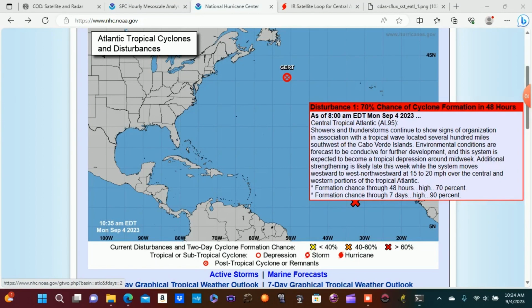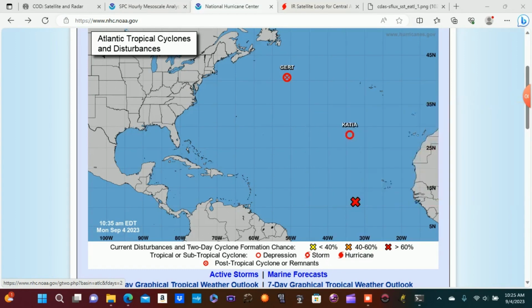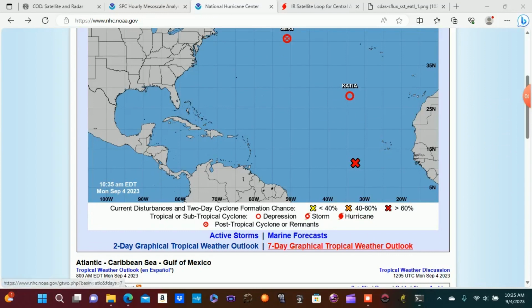This is Invest 95L. Showers and thunderstorms continue to develop and show signs of organization in association with a tropical wave that is southwest of the Cape Verde Islands, just off the west coast of Africa. Environmental conditions are going to be conducive for further development, and a tropical depression is likely to develop around midweek. Additional strengthening is likely as it tracks over the tropical Atlantic. So this has a very high chance of developing later this week.